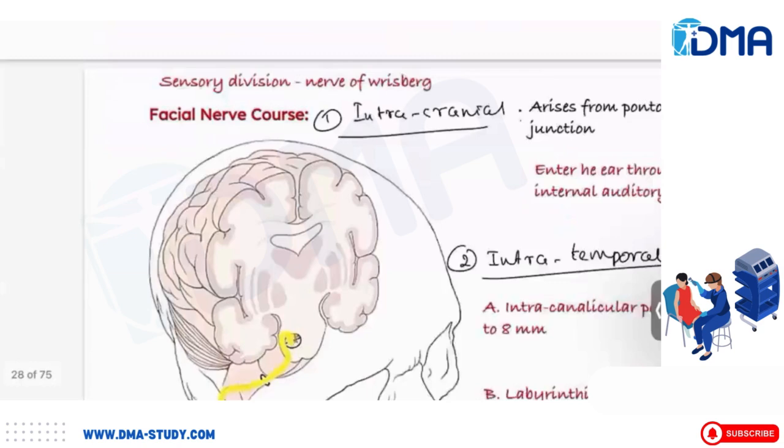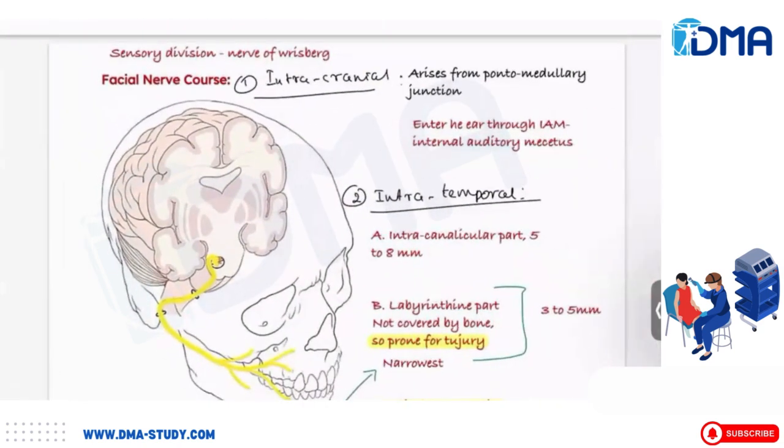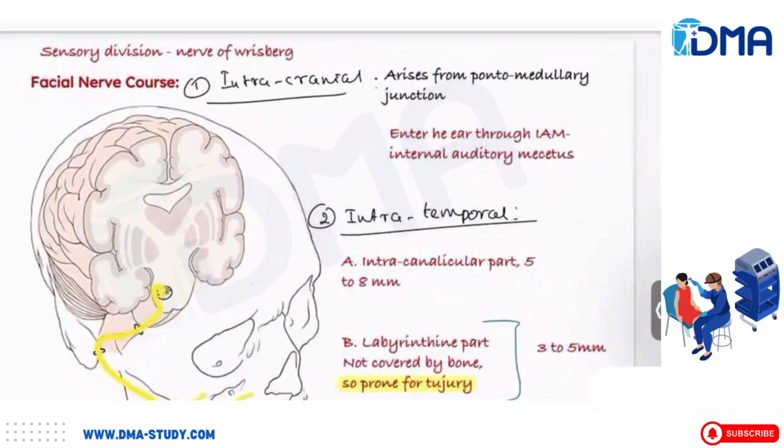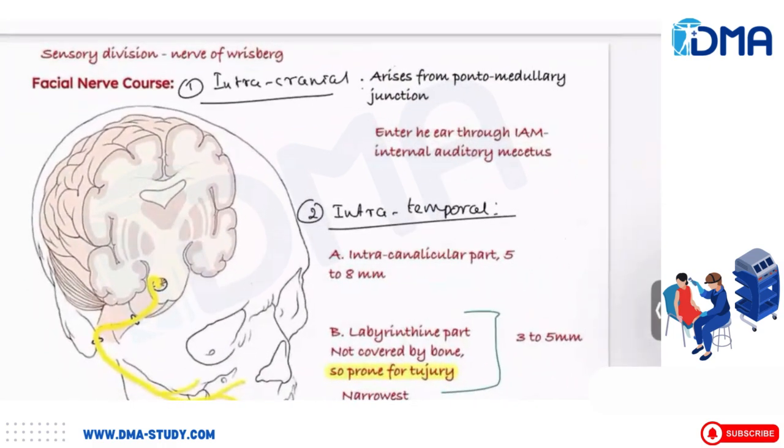The important thing, every year they are asking one question from facial nerve. So concerning the FMGE ENT part, facial nerve is very important. We'll start with some important one-liners. The sensory division of the facial nerve is called nerve of Wrisberg. Facial nerve is the 7th cranial nerve. It's a mixture of both sensory and motor branches.